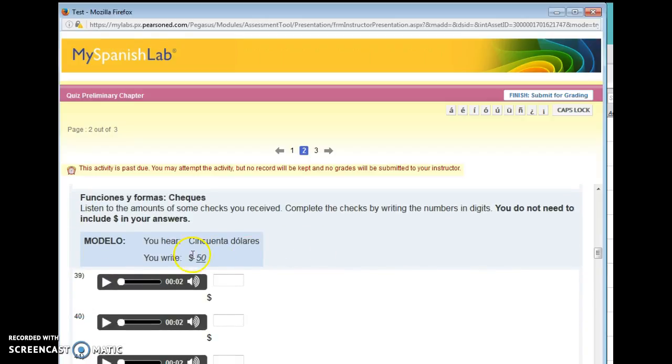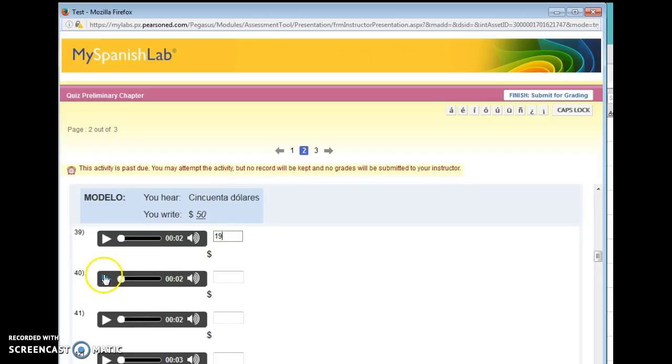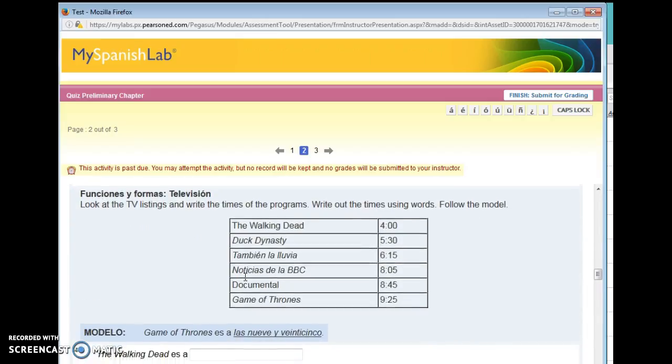Another listening here. So you said to write the number, so 19. 19, just as simple as that. 53. 53, and so on. Okay, and then the times here.